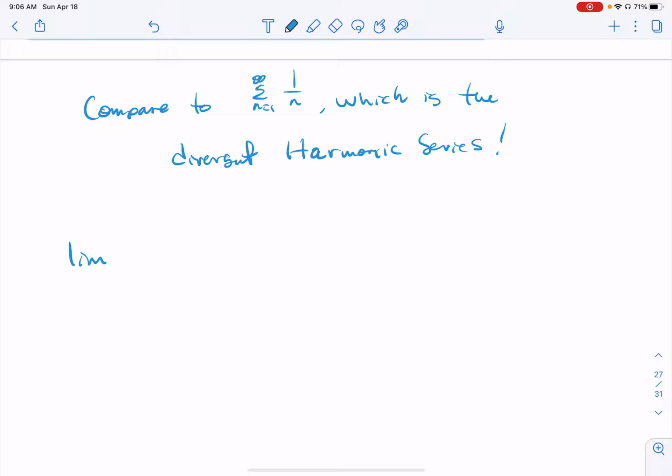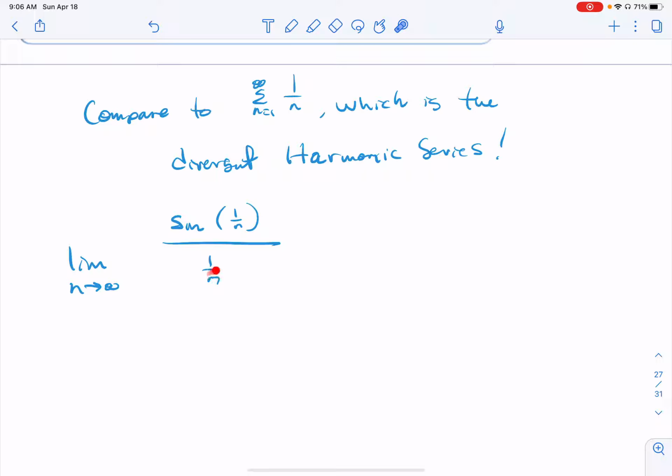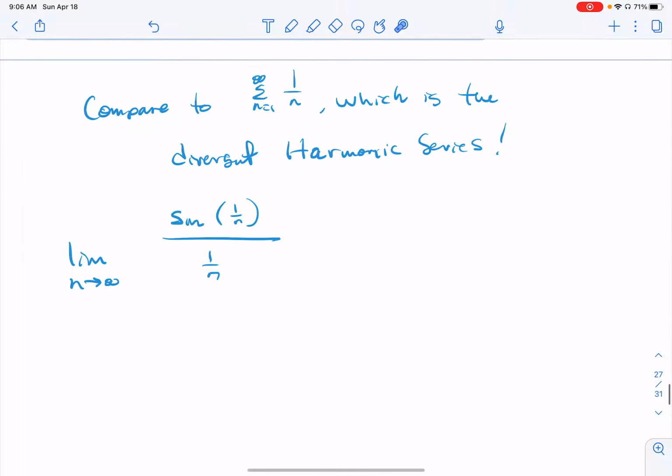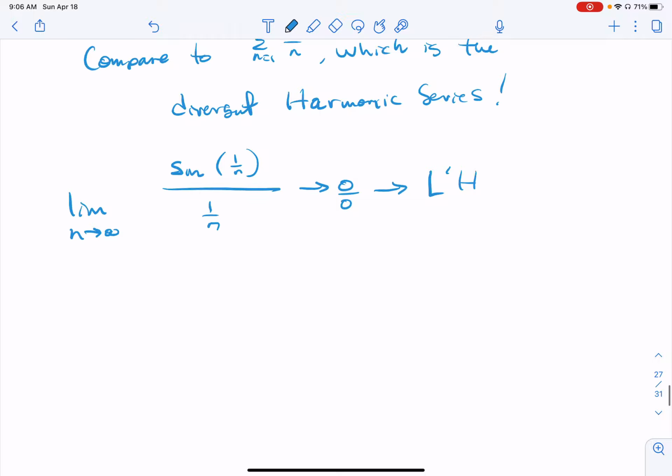Anyway, let's do our limit then. So the limit as n approaches infinity of our series, the sine of 1 over n, over the new series that we're comparing it to, 1 over n. If I take this limit, plugging in infinity, I get 0 on top, as we've already done, and I'd also get 0 on the bottom. So this approaches 0 over 0, which means we're going to do L'Hopital's rule for real on this one.